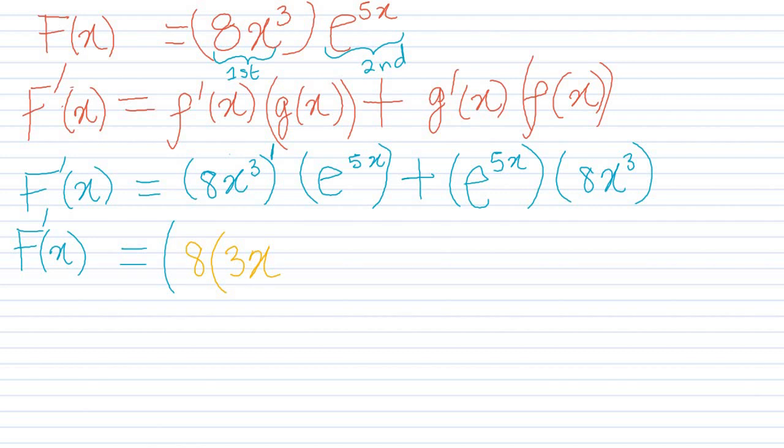In this case, the power is 3. We're going to decrease the power of the variable by 1, so 3 minus 1 is 2. So the derivative of x cubed is just 3x squared.